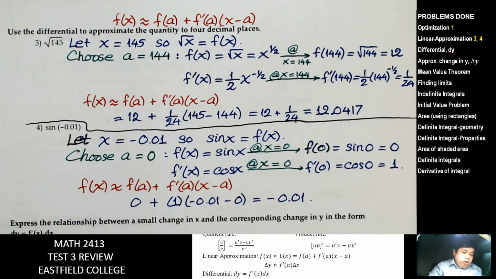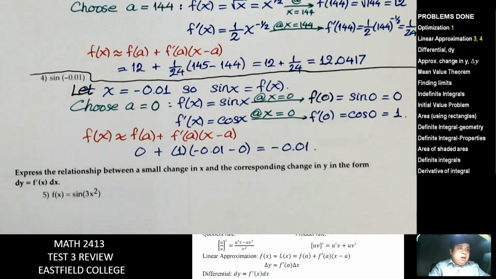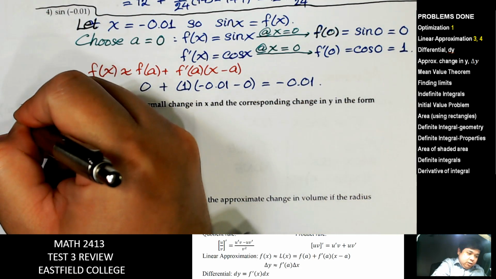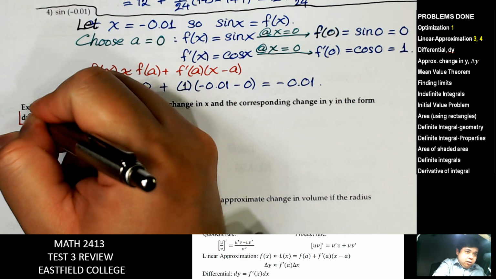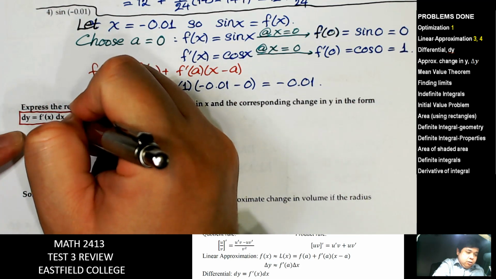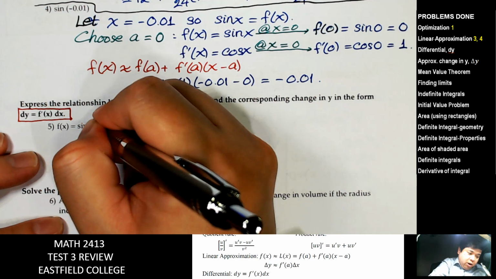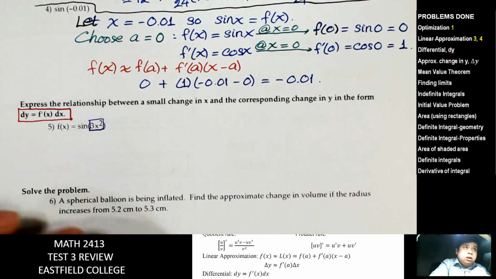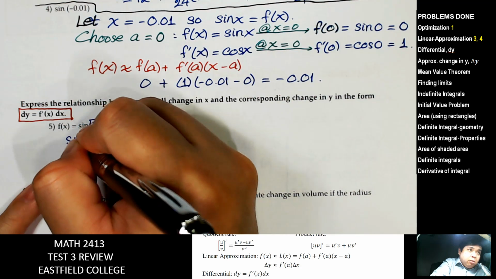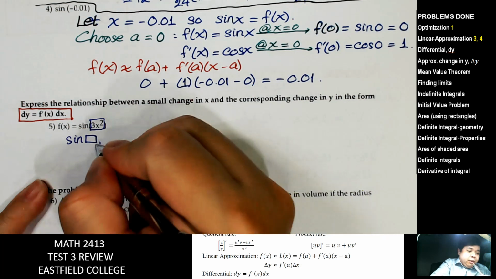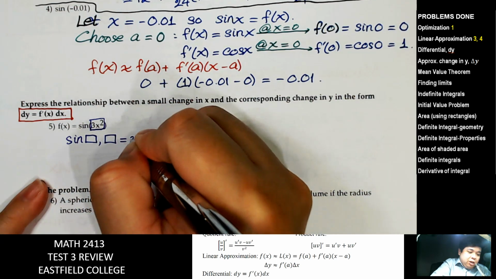Right. So we go to differentials. Differential will be just that. So pretty much we'll take the derivative, and let's use the chain rule on this one. Put this in the box, and we have sine of the box, and the box is 3x squared.